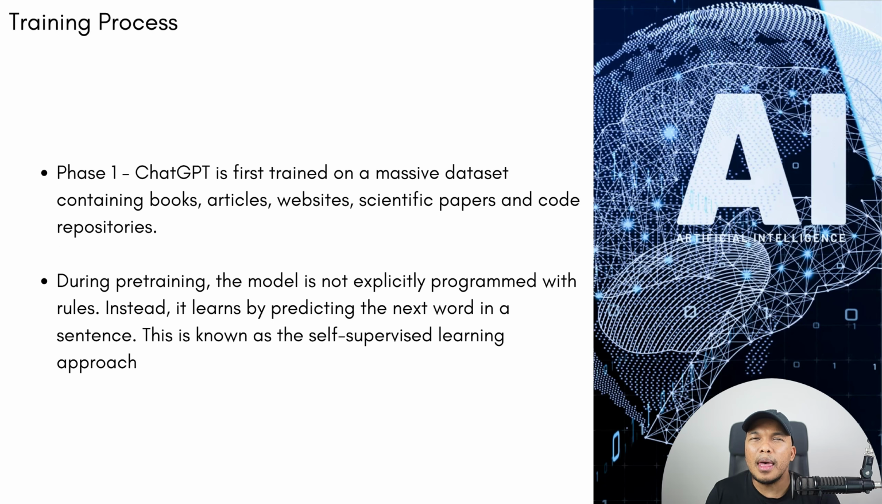Now, I want us to spend a little bit more time talking about the actual training process because I think it's very, very fascinating. So you do have 4 phases. The very first phase, phase 1, ChatGPT will first be trained on a massive data set containing books, articles, websites, scientific papers, and code repositories. So basically, you're feeding ChatGPT with as much information as you can. And now, during pre-training, the model isn't explicitly programmed with actual rules. Instead, it learns by predicting the next word in a sentence. So this is what we call the self-supervised learning approach, the SSLA.